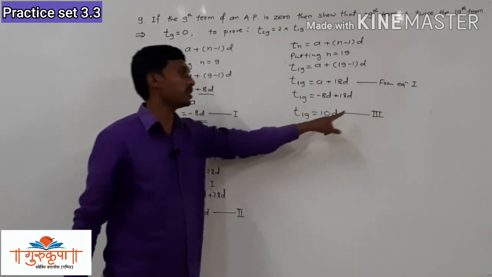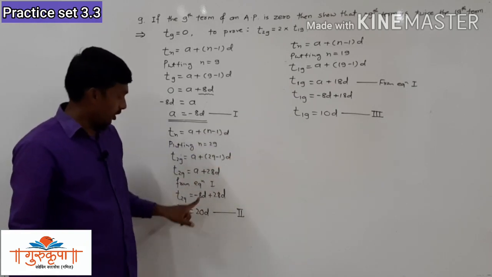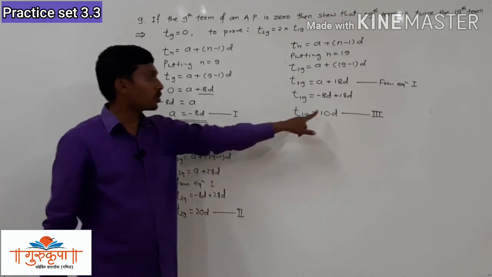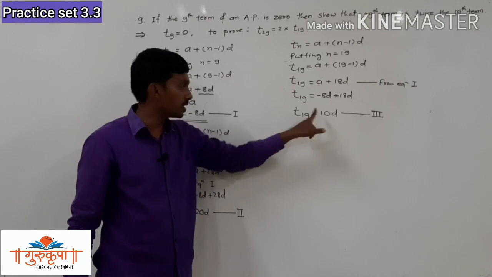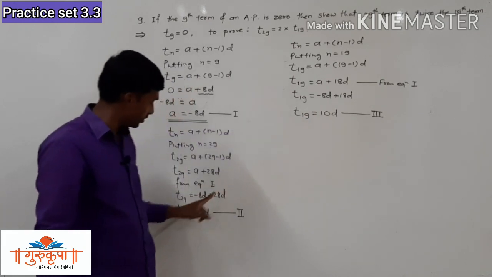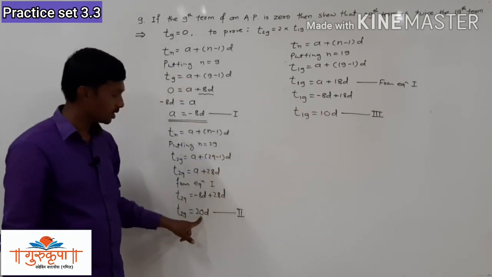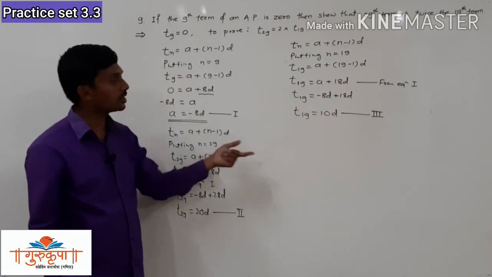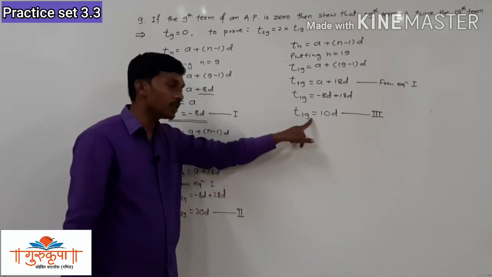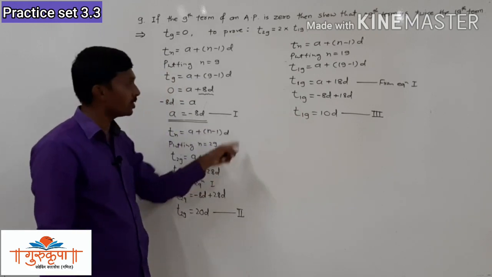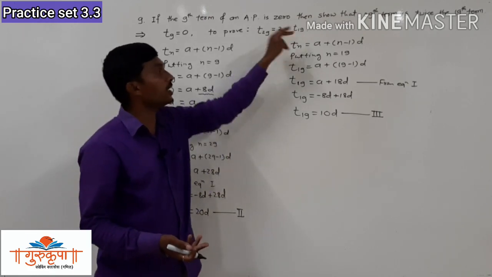Now represent this as equation 3, and we prove that the 29th term is twice the 19th term. Which is the 19th term? 10d. And which is the 29th term? 20d. Twice of 10d is 20d. So from equation 2 and 3, we prove that the 29th term is equal to double, or twice, the 19th term.